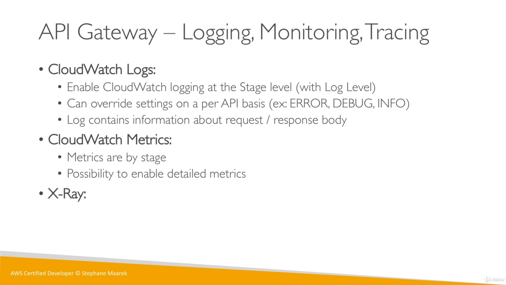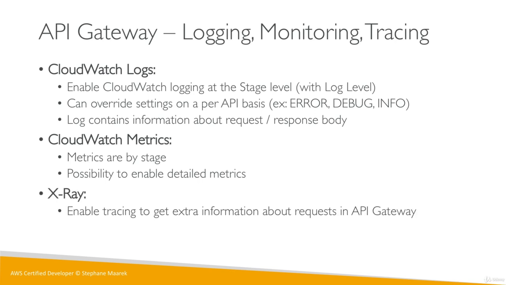And then the really cool thing is that now there's X-Ray integration, so you can enable tracing at the API Gateway level to get extra information about requests made from the API Gateway to your Lambda function, to your DynamoDB database, for example. And so it's a really powerful integration, the API Gateway plus the AWS Lambda tracing, that gives you really the full picture about how your requests go through your entire system. So let's have a look how we can enable these.